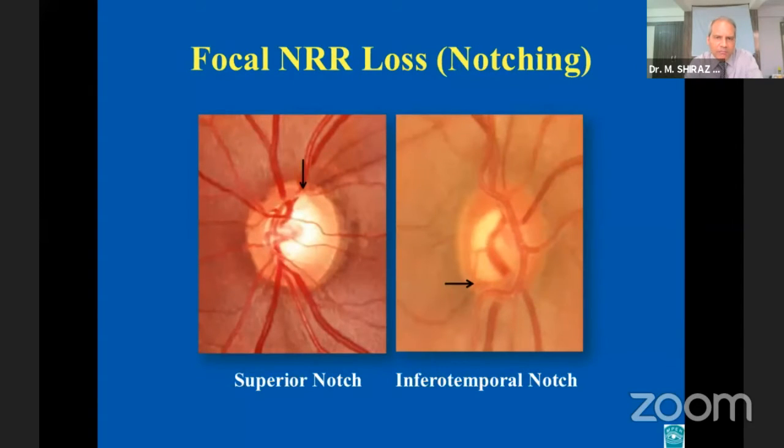Neuroretinal rim tissue loss can be focal and localized, which is commonly known as notching. The first photograph shows a superior notch, and the second photograph shows an inferior temporal notch.